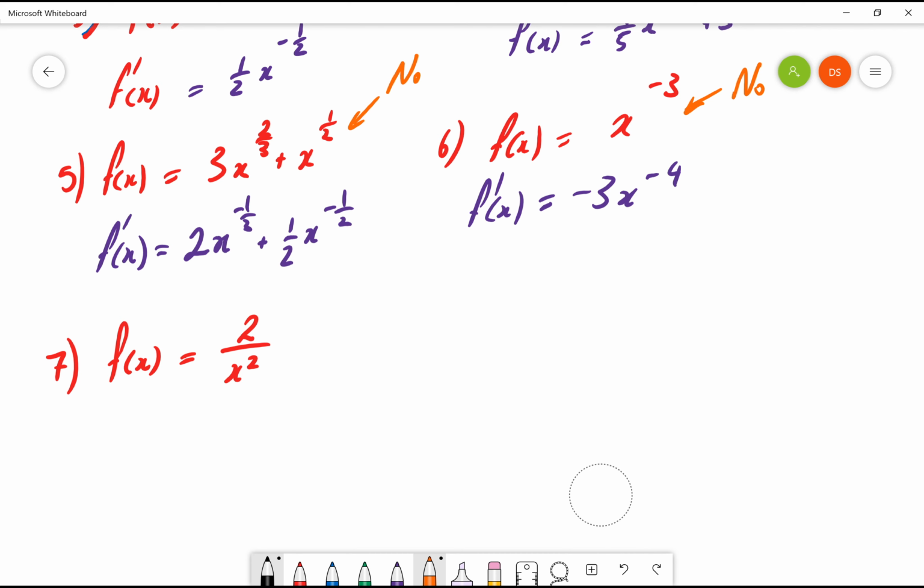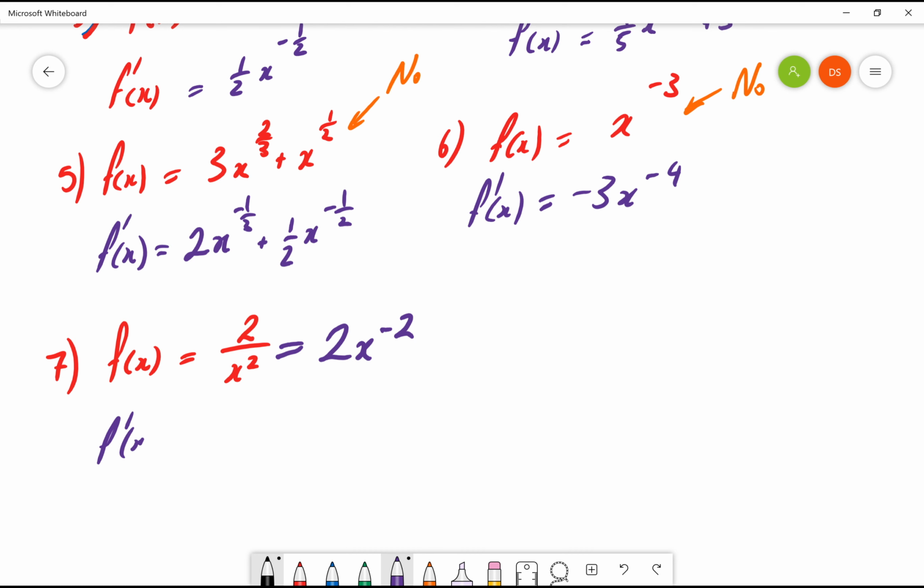So going back to question 7. Question 7 is real interesting because you can't just differentiate it like this. What you've got to do is rewrite this as 2x to the negative 2. Once you've done that, then you can differentiate. So now that I've written this power as a negative power, that's why we did that in algebra last year. Now you can multiply by the power.